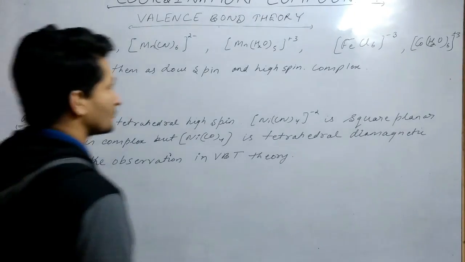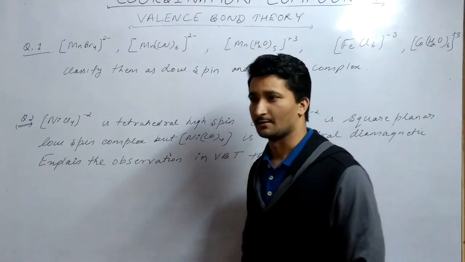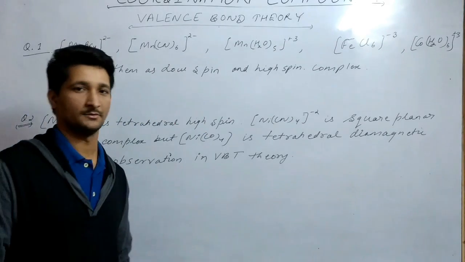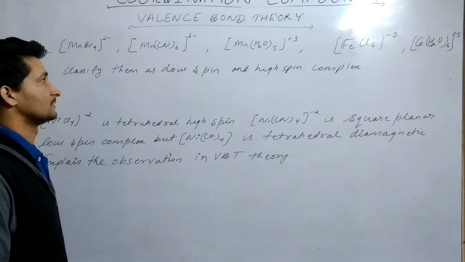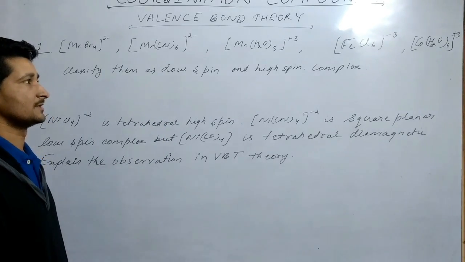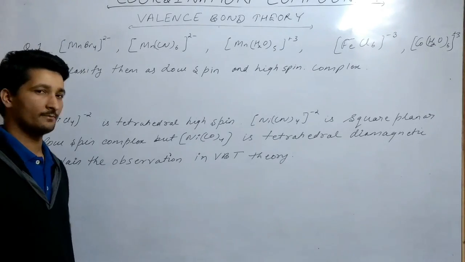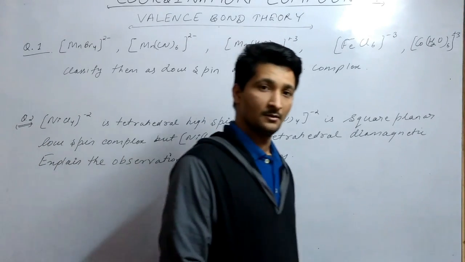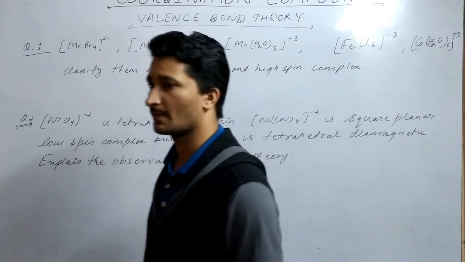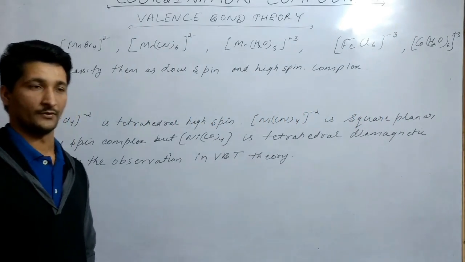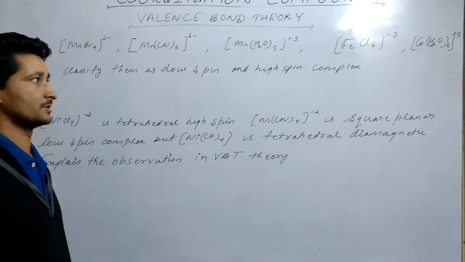So now, here are some questions which may come in your examination, and these are very important. So let us see. MnBr4 2-, Mn(CN)6 2-, Mn(H2O)6 3+, FeCl6 3-, Co(H2O)6 3+. Classify them as low spin and high spin complex. And I have already mentioned this while discussing the hypoligated and hyperligated complexes. Okay, so we can use that concept and classify these coordination compounds as high spin or low spin complex.